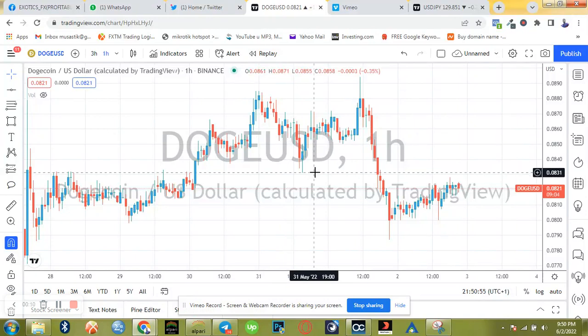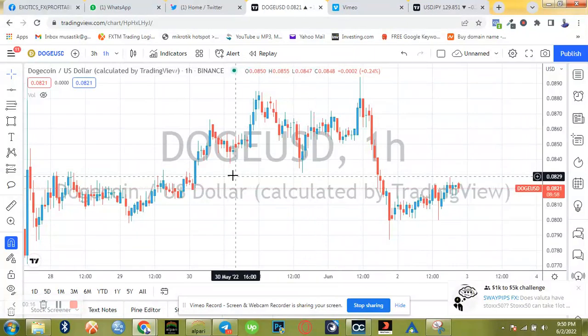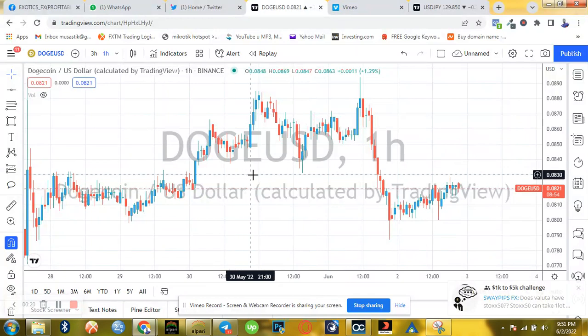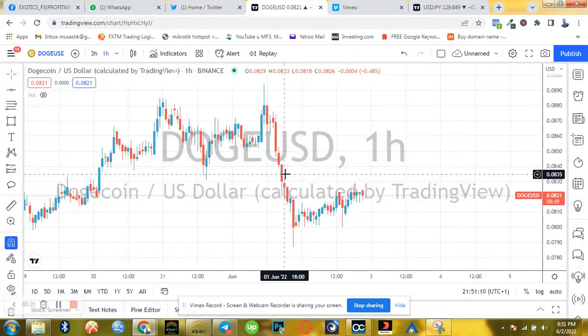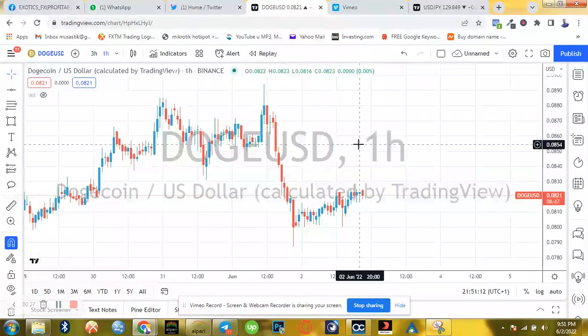I am Adekoju Musa, a professional forex trader. I trade indices and all forms of financial markets. Today, I want to quickly talk about a particular chart pattern called a flag.